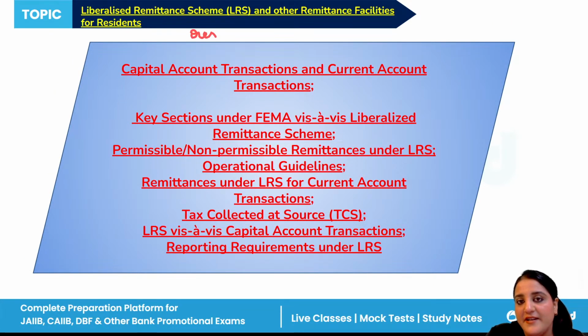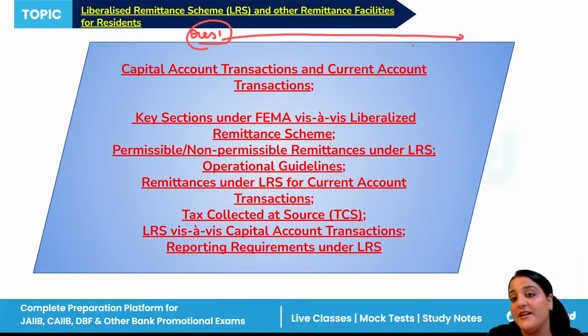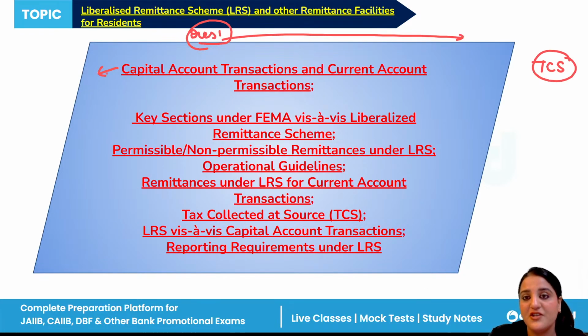How can a resident remit money outside India, or receive money from outside India? In this, there are lots of things like permissible and non-permissible remittances. What are the operational guidelines? What is TCS? And what is the meaning of capital account transaction? A capital account transaction alters the assets and liabilities of a person, while current account transactions are those that affect day-to-day operations.